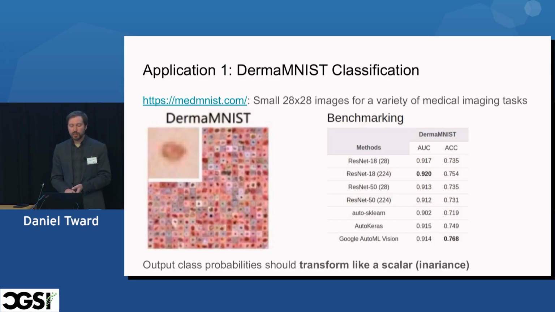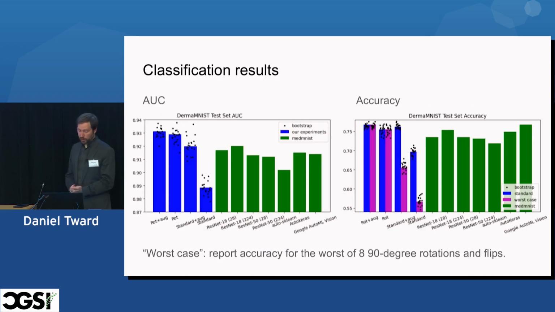The first thing we looked at was the Derma-MNIST classification dataset. This is a really nice dataset, the Med-MNIST dataset. It's just medical images kind of shared openly in the style of the handwritten digit, these very small 28 by 28 images. They also share the performance of some standard state-of-the-art deep learning models on performing classification tasks. So what's important is the classification task should transform like a scalar, which means if I rotate the image, the label should be exactly the same. So we applied our neural network over here.